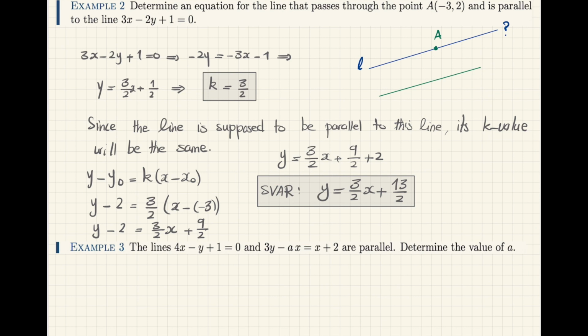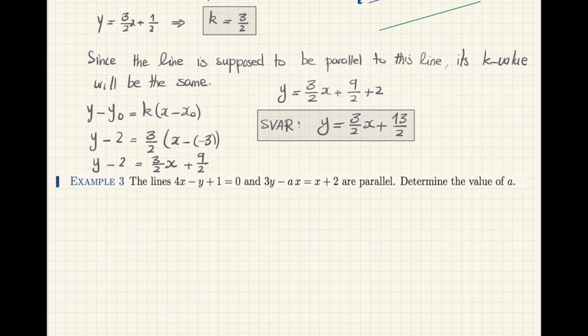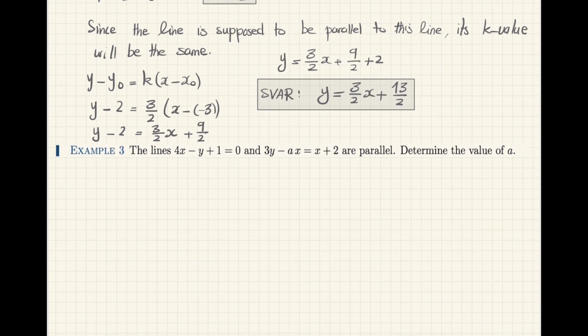Okay, any questions? So this problem is an important one. Remember the ideas, how we argued about the k values and things like that. Okay, there is also another type of problem you might face.